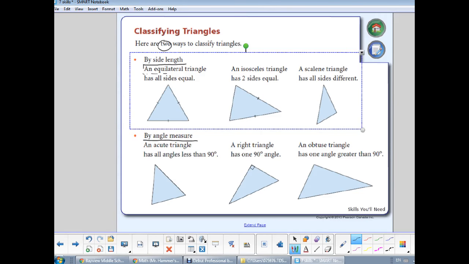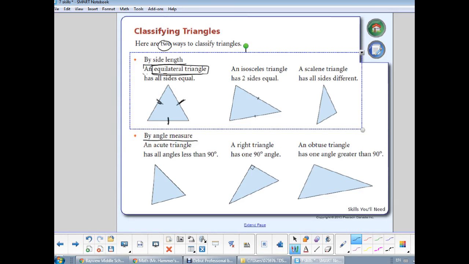So you can see that all these sides are equal, and you can see that by these little tick marks. That's what these little tick marks mean. One tick mark on all three sides means all three sides are the same length. And so that's called an equilateral triangle.